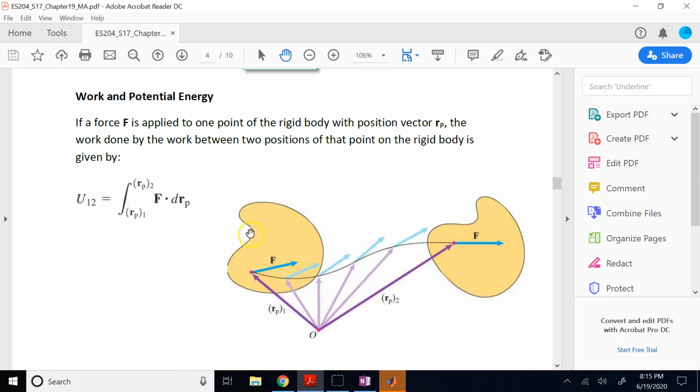Different points on the rigid body have different displacements. So when this force is applied to this point P, and I want to calculate the work done by this force between position 1 and position 2, when I say F dot dr, this dr belongs to which point? Of course, the point at which the force is applied. So it's not the displacement of the centroid again. It's the displacement of the point at which the force is applied.